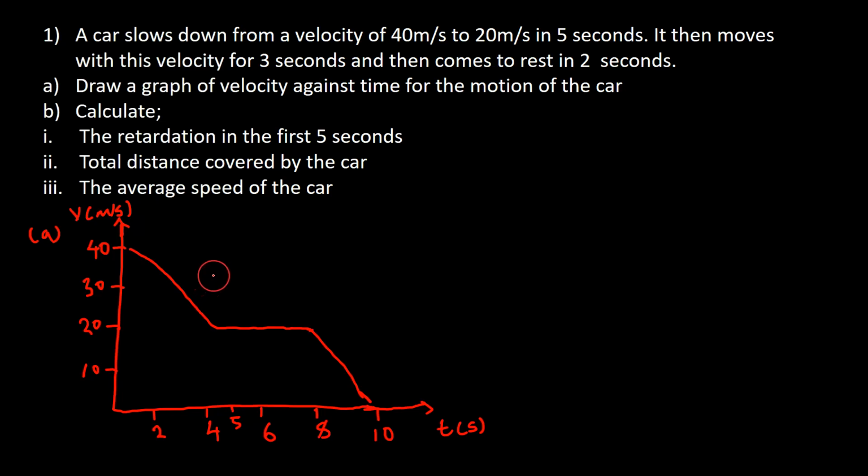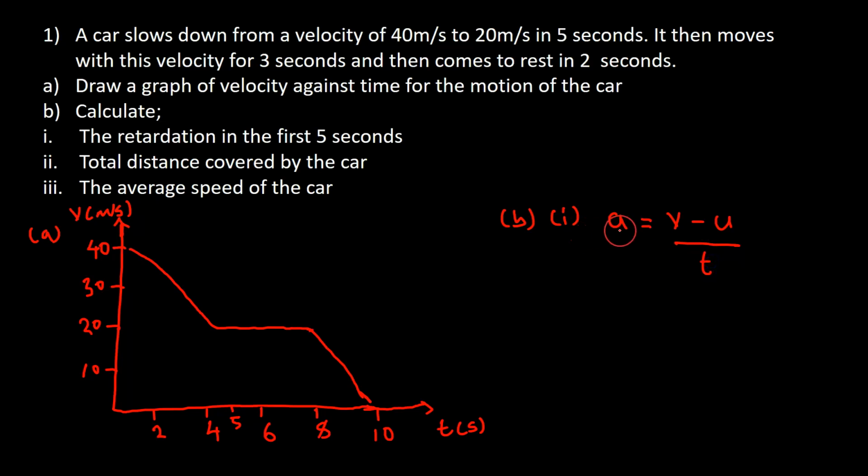Let's now calculate the retardation in the first 5 seconds. So this is B, Roman number 1, finding the retardation. So retardation is just the negative acceleration. If we find the value for acceleration as a negative, it means that the car is retarding or decelerating.